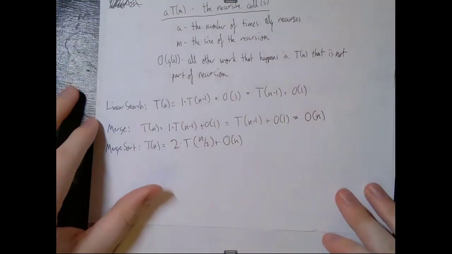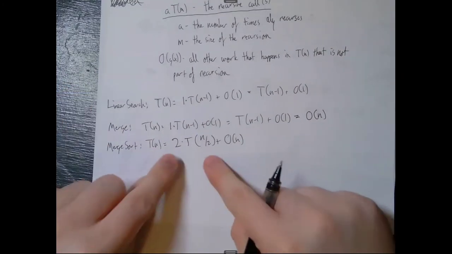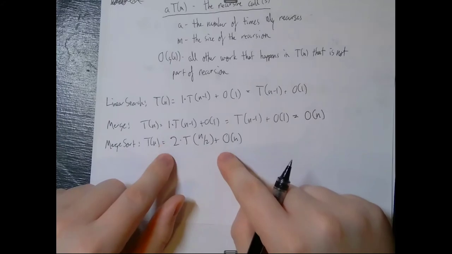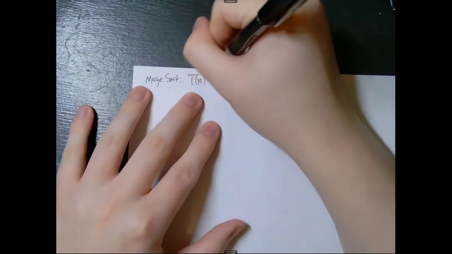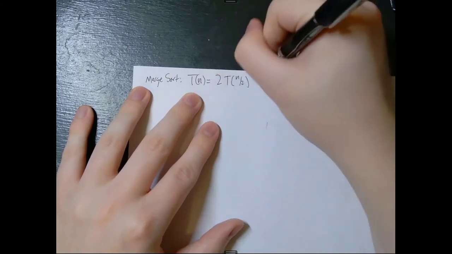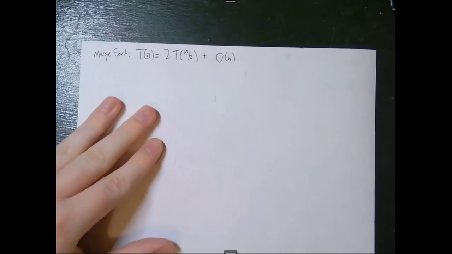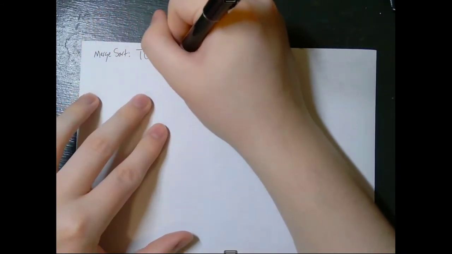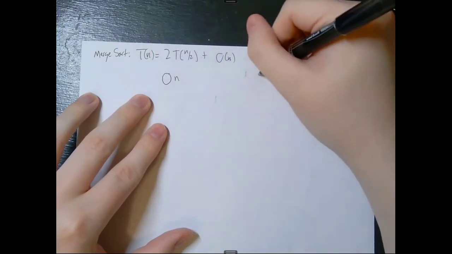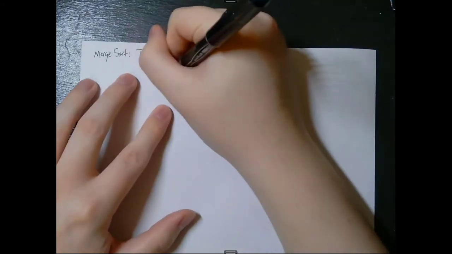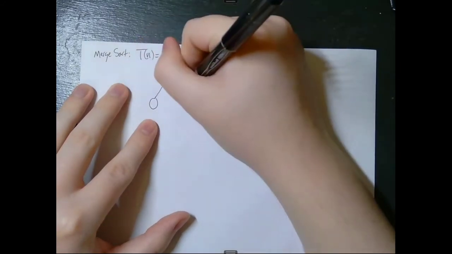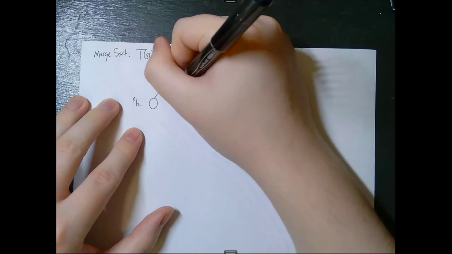I'll bring this up to the camera more so it's a little bit easier to see. So now that we have this, we can actually use the tree method to see how merge sort's algorithmic complexity is. So let's do that here. For merge sort, we have T of n equals 2 times T of n over 2 plus O of n. So let's set up the tree method. We'll start with a problem size of n, like so. And with a problem size of n, merge sort does O of n amount of work plus the recursion. So it does 2 recursive calls, each taking in a size of n over 2 and n over 2.